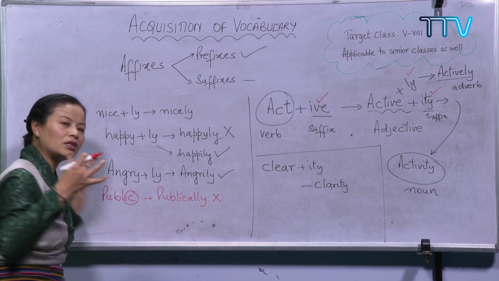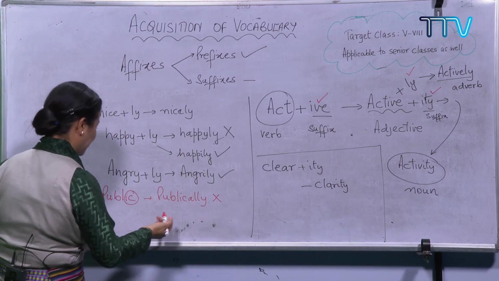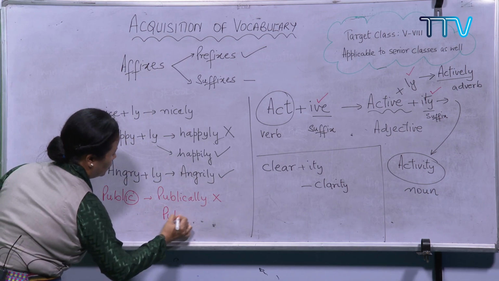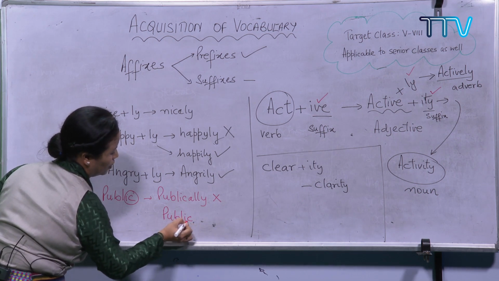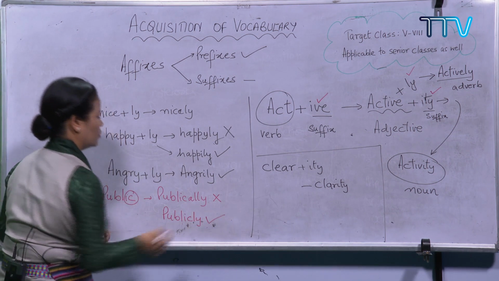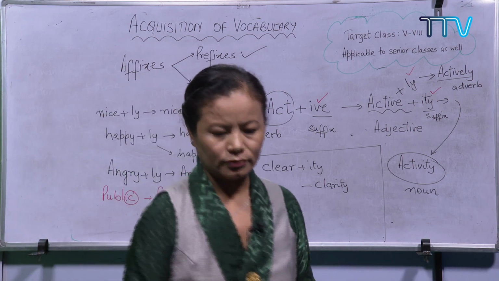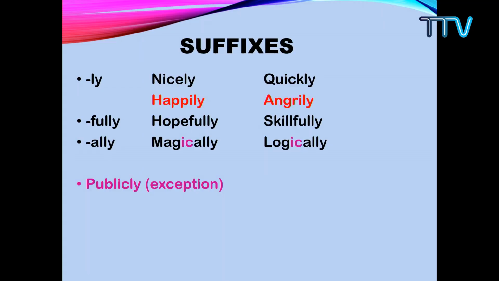There's an exception. So in the English language, you find so many exceptions, okay. So even if it ends in IC, we cannot write ally, but publicly, okay. You need to remember this, okay. So this is an exception. Look at the slide. So publicly. Though we say magically or logically, publicly is an exception. You need to remember this.